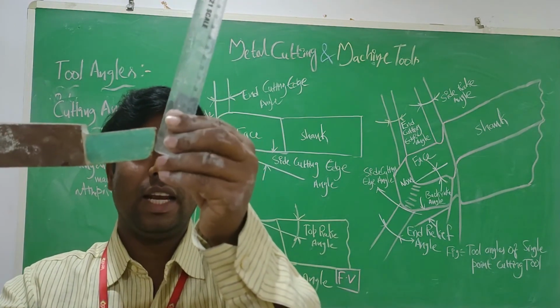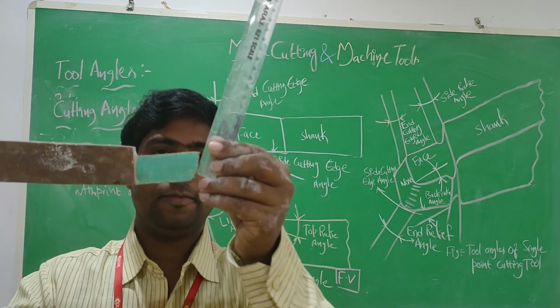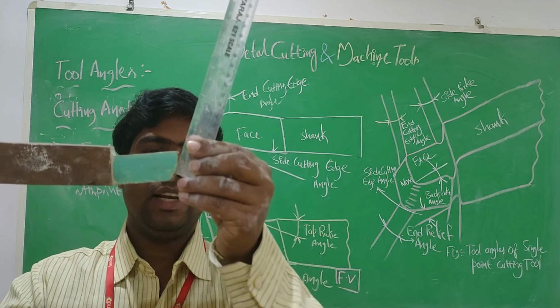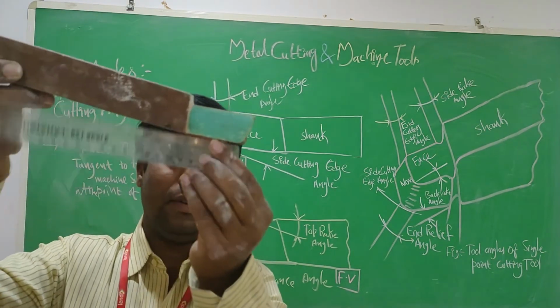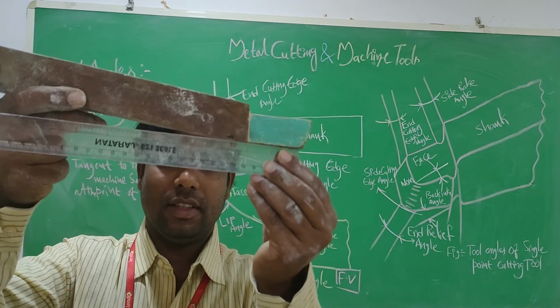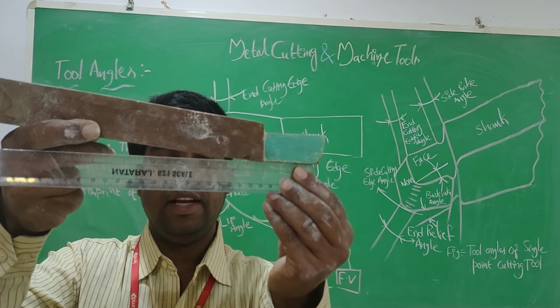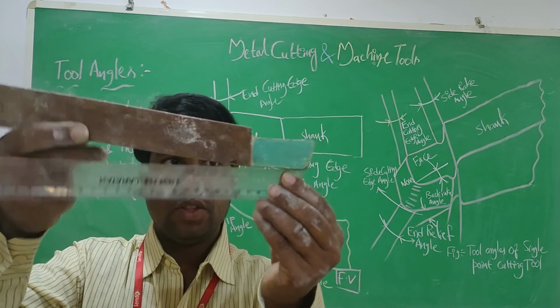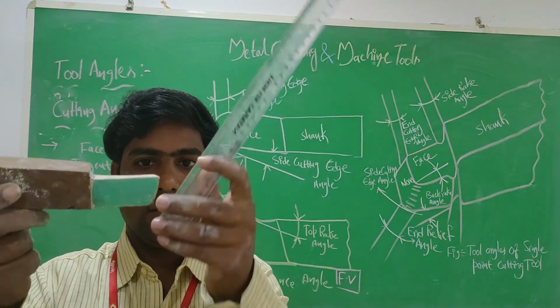So this is the end cutting edge angle, friends. This is the angle between, this is the side cutting edge angle, right? There is a small gap, that is the side cutting edge angle. So what is end cutting edge angle? We will see what end cutting edge angle means.